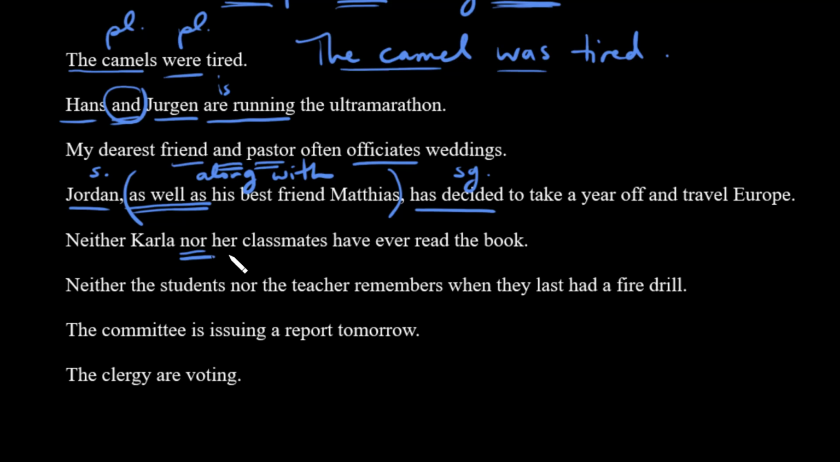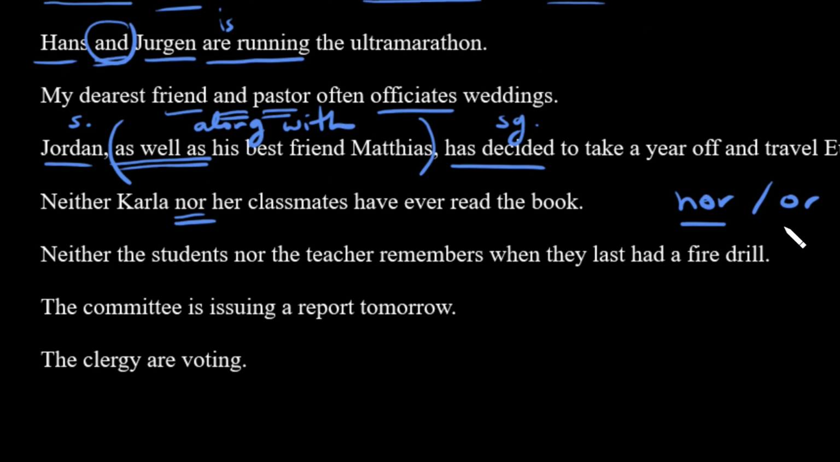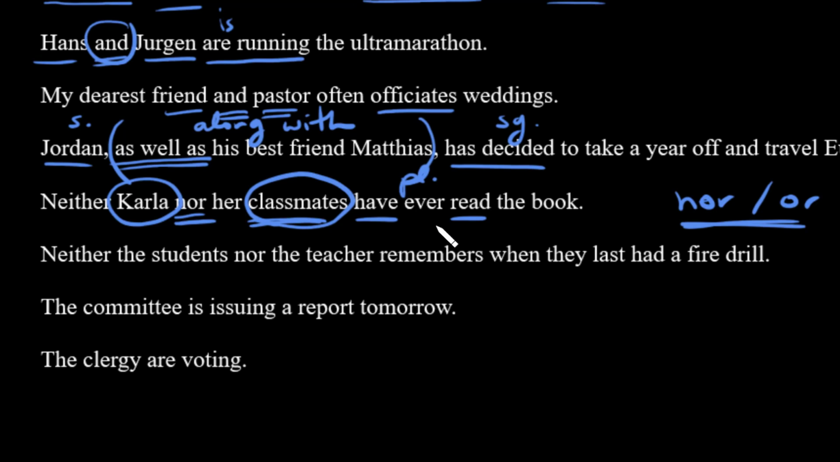Next, we'll look at this word nor as well as or. So nor and or. And what you should do with these words is if you are connecting a couple of nouns to create a subject, you look at the last noun to figure out if you need a plural or a singular verb. So here we have Carla, that's singular. And classmates is plural, and that's the last one in this construction. So have read is plural. It's not has read, which would be if it were Carla. Carla has read. Instead, it's have read.